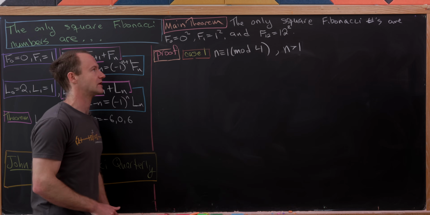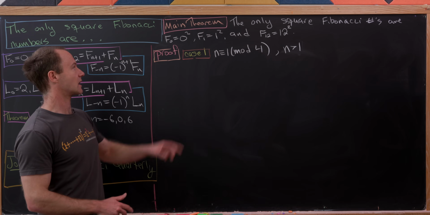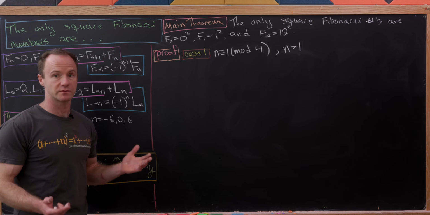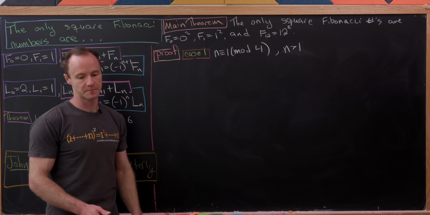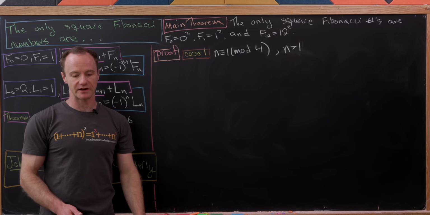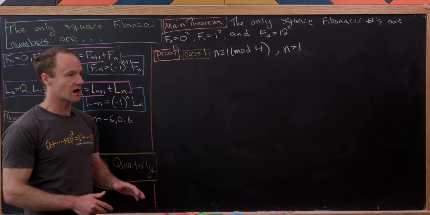Okay, now for our main result. That says the only square Fibonacci numbers are f sub 0, which is 0 squared, f sub 1, which is 1 squared, and f sub 12, which is 12 squared. Okay, so our proof will break down into a couple of cases.